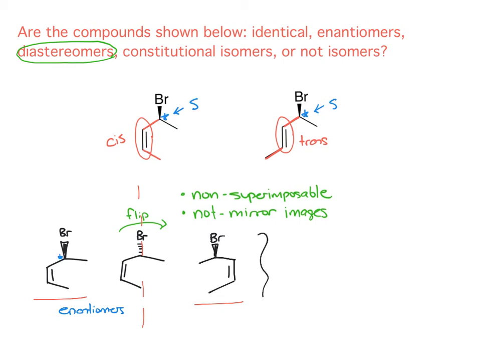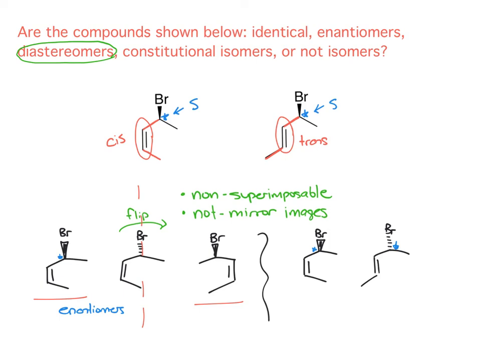Okay, now if you had one where, let's say, both the double bond and the chiral center are switched. Your chiral center is switched. A common misconception is for people to think, well, both of those stereocenters are swapped, so they must be enantiomers.